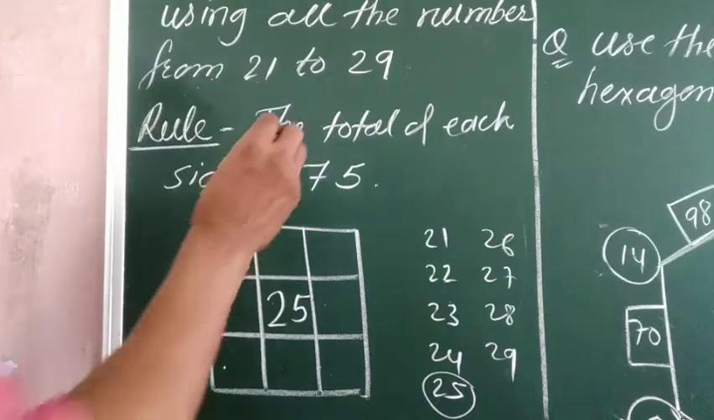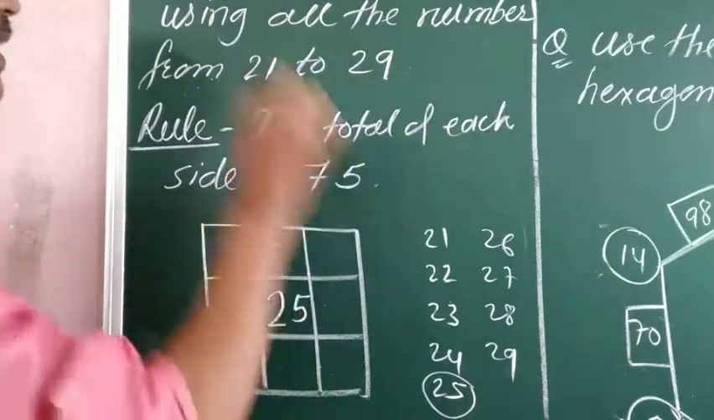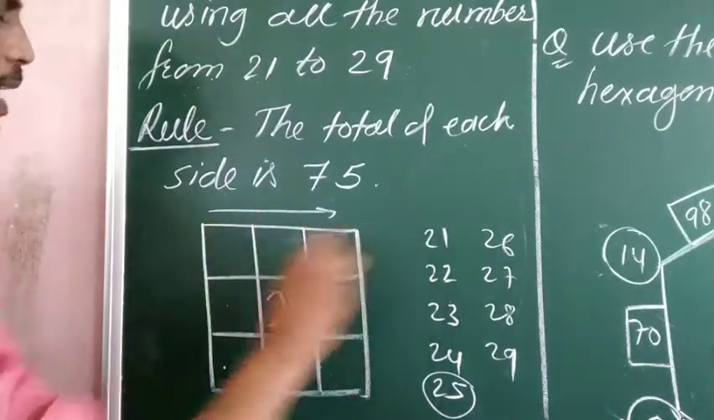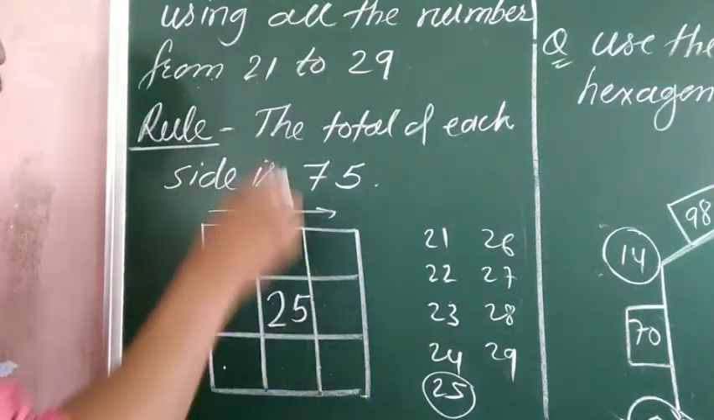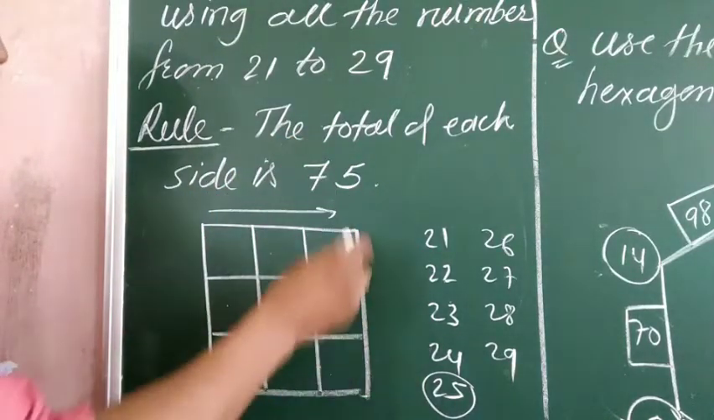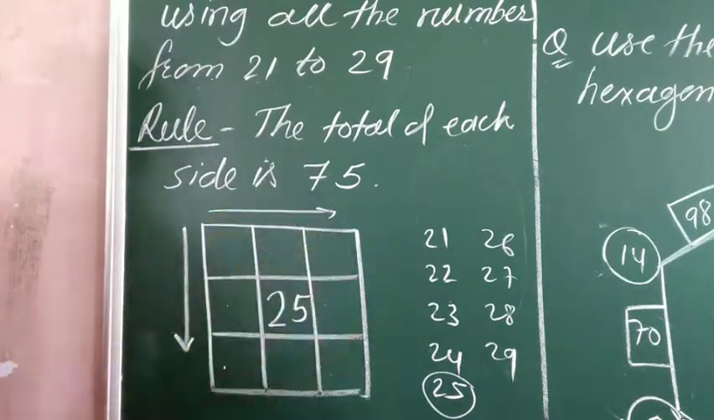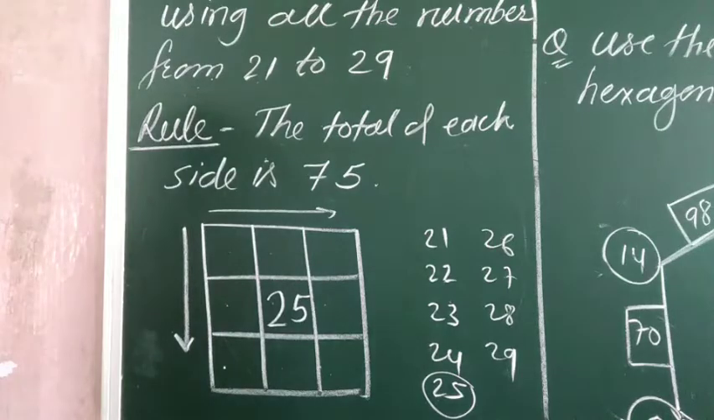But one rule is there. The total of each side is 75. So whenever you add these 3 numbers from this line and this line, the total should be 75. In the same way, whenever you add the 3 numbers of the first line, again it should add up to 75. So how will we do it, beta?